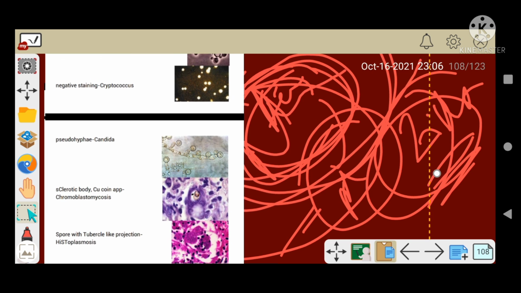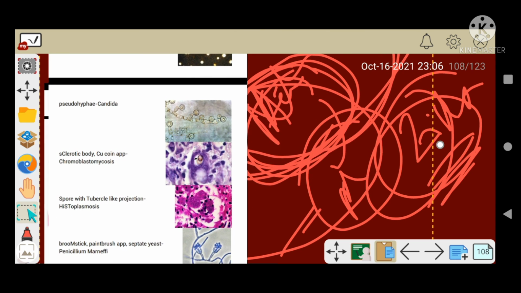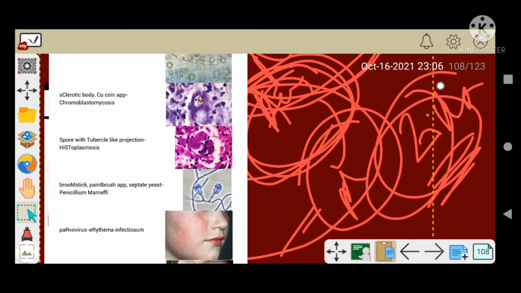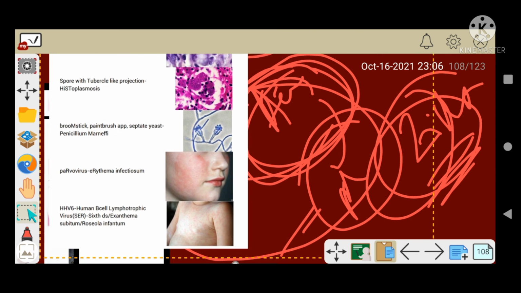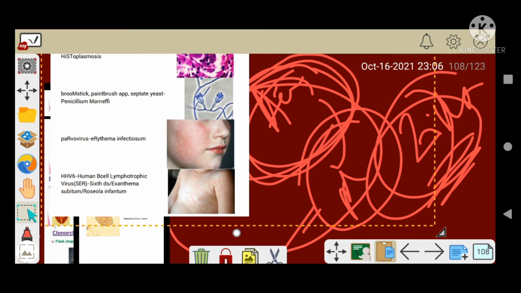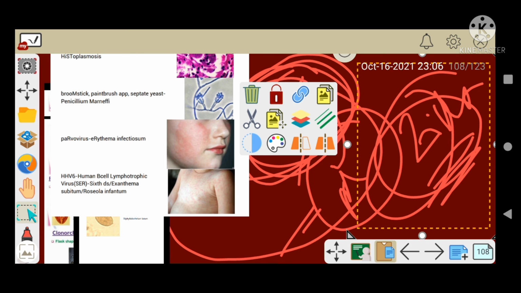Negative staining, Cryptococcus, India ink, yes. Candida, this one. What does it show? Raynaud's phenomenon, right? We just saw chromoblastomycosis, we saw a better image, copper penny bodies, Medlar bodies, right? Histoplasmosis, we saw. Penicillium is not asked. This one HHV-6 we saw. So I think we have covered a majority of the topics. If something is left, I will take it with your patho images, right?